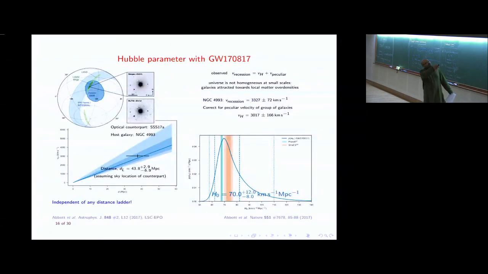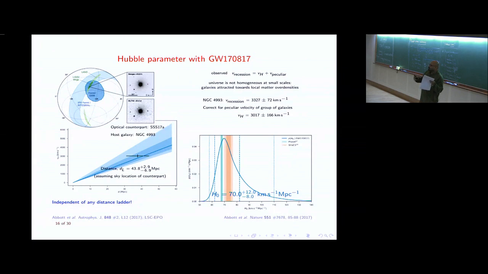Here is the result that we obtained from 1708-17, if you haven't seen it already. So 1708-17 came with an optical counterpart, SSS-17A, which was quickly localized to host galaxy NGC 4993. And for this host galaxy, we could measure its recession, its redshift. It's very nearby, like almost all these galaxies, in a field of galaxies close by.